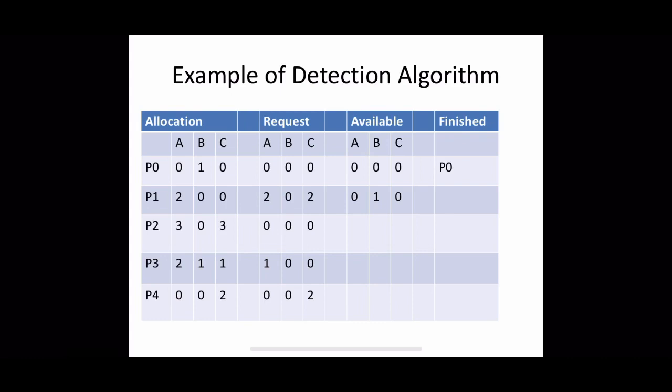After that, what about P1? Can it proceed? No, it requires 2, 0, 2. We don't have that much. We have only one instance of B, nothing else. So P1 cannot proceed. What about P2? Yes, it does not need any resource for the time being, so it can also proceed. After finishing P2, 3, 0, 3 will be released by P2 and added here. Then after that, P3 can proceed, 2, 1, 1. So P3 also will be completed, and 5, 2, 4 will be the available resources.